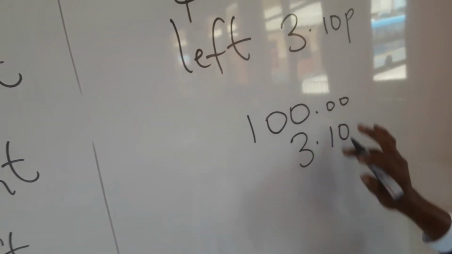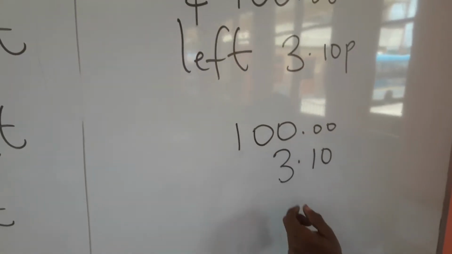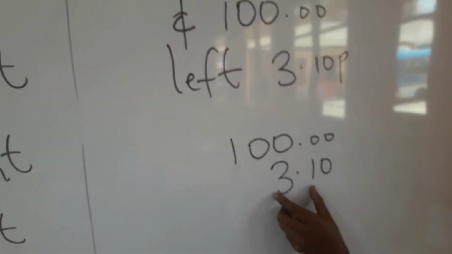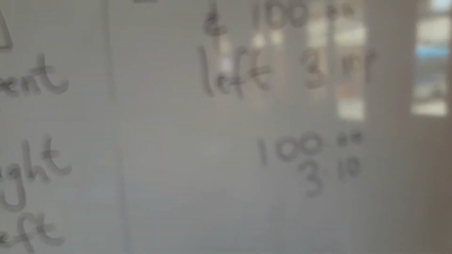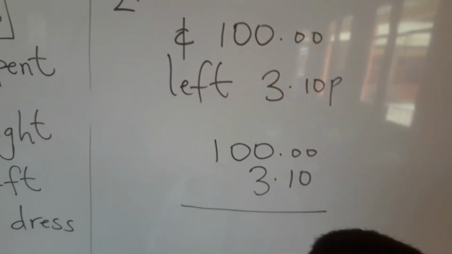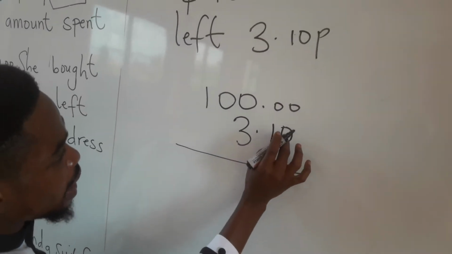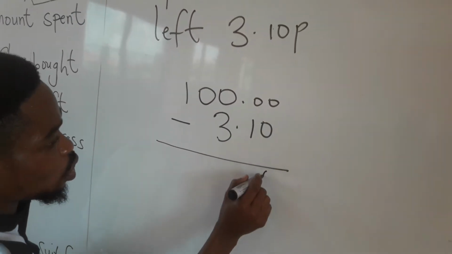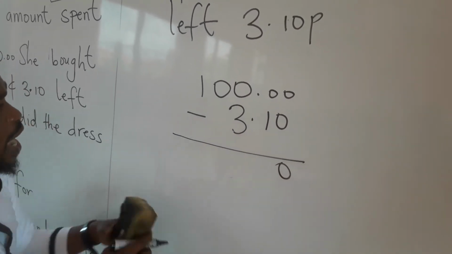and then I bring this one, which is 3.10 pesos. Now I have to take 3 cedis, 10 pesos away from 100 cedis to get the cost of the dress. So I am going to do it like this. Here, 0 take away 0 will be 0. 1 take away 0, you cannot go. So here we come here.